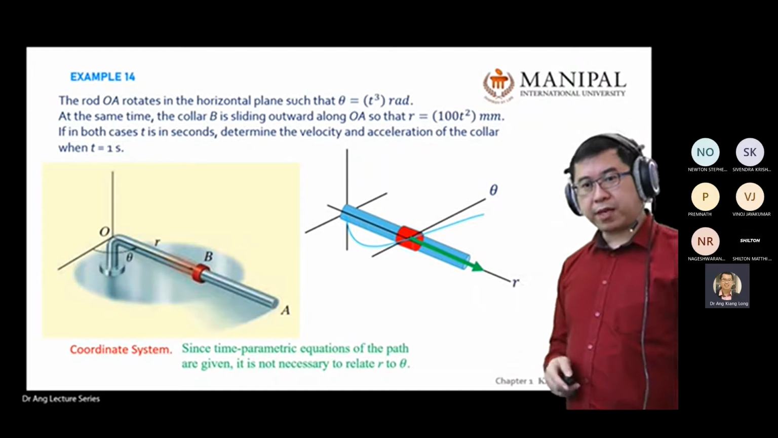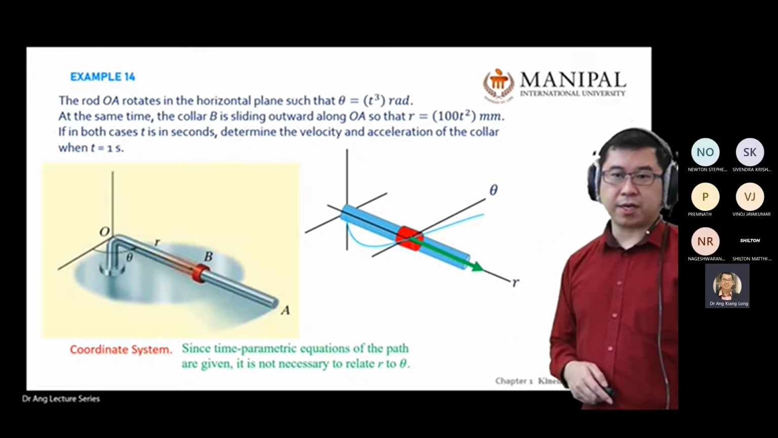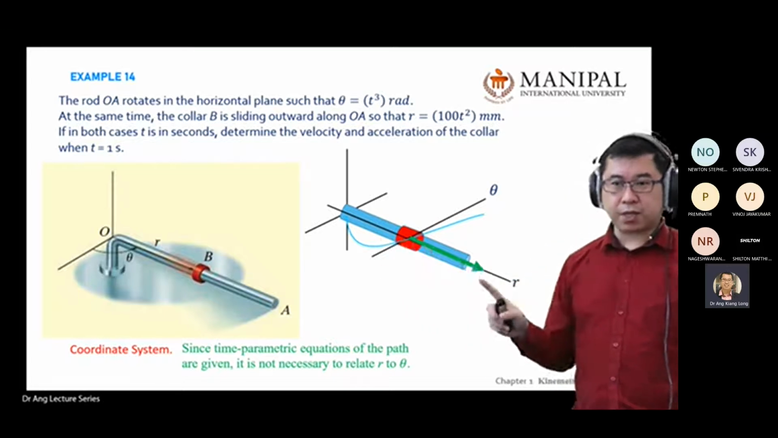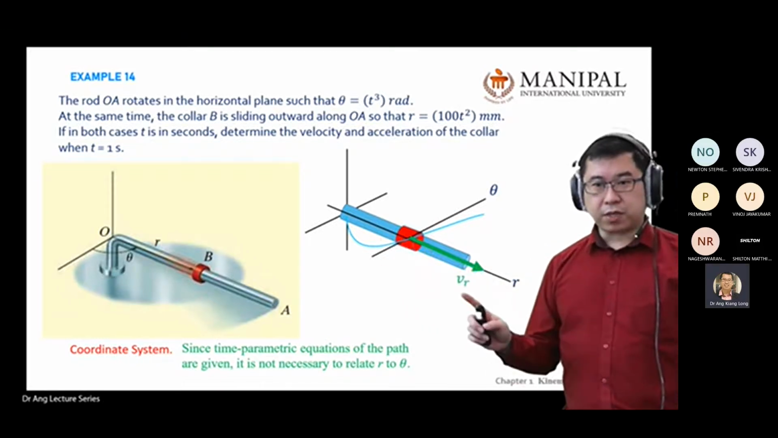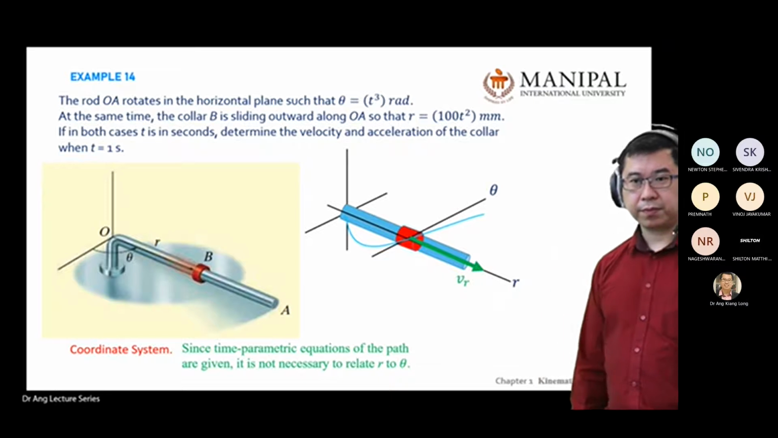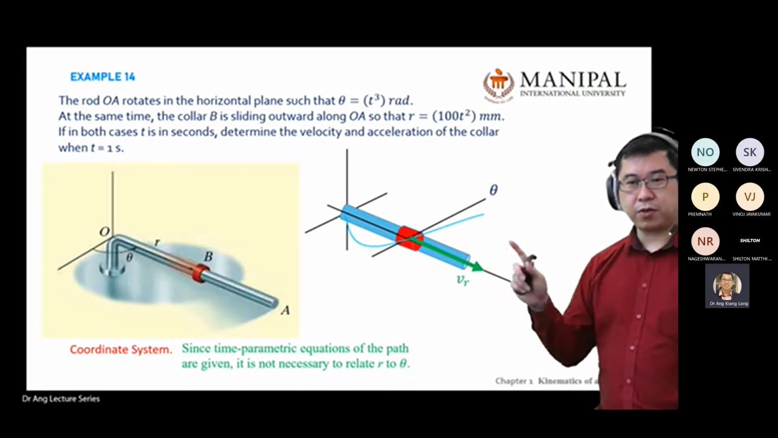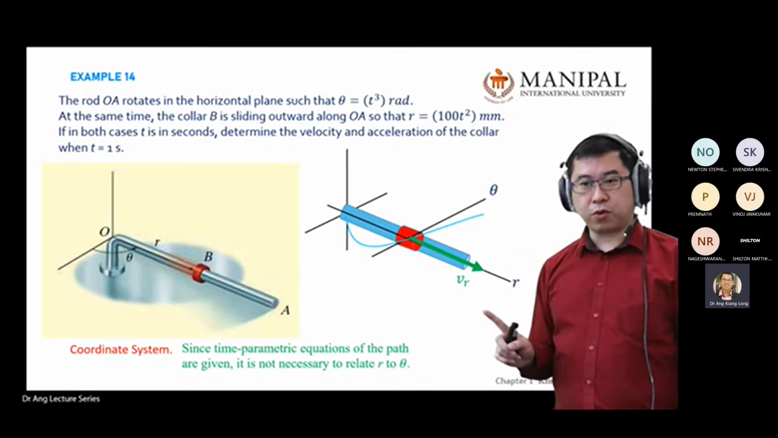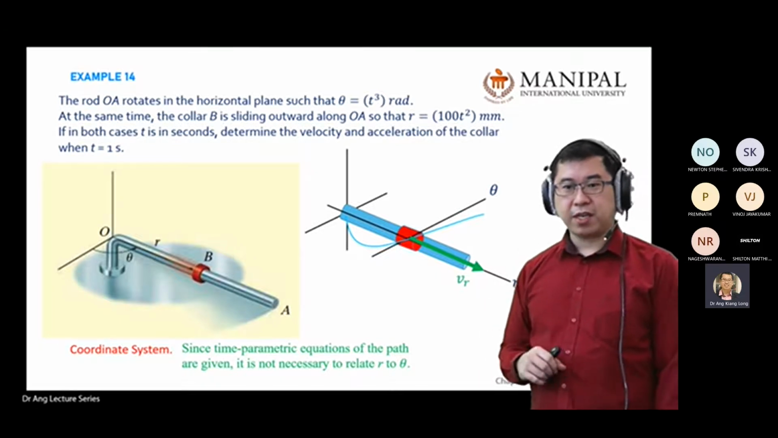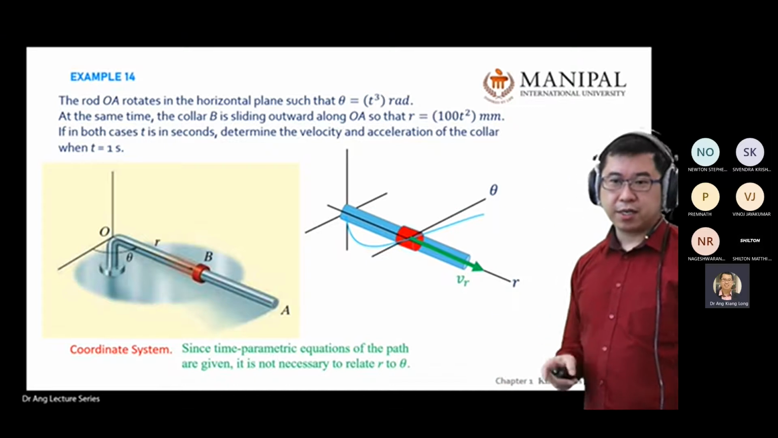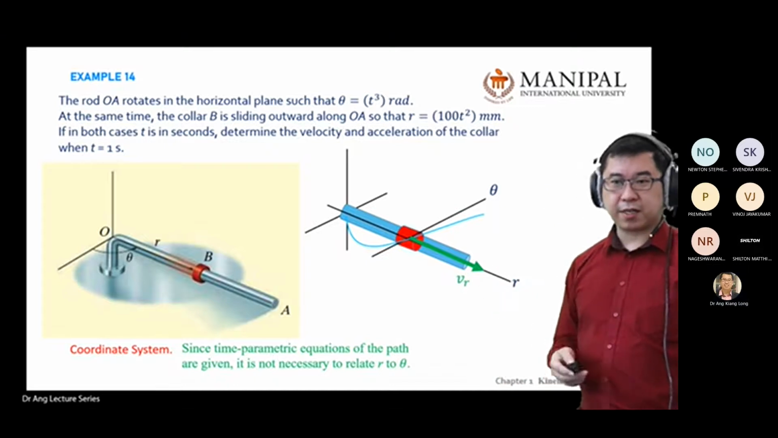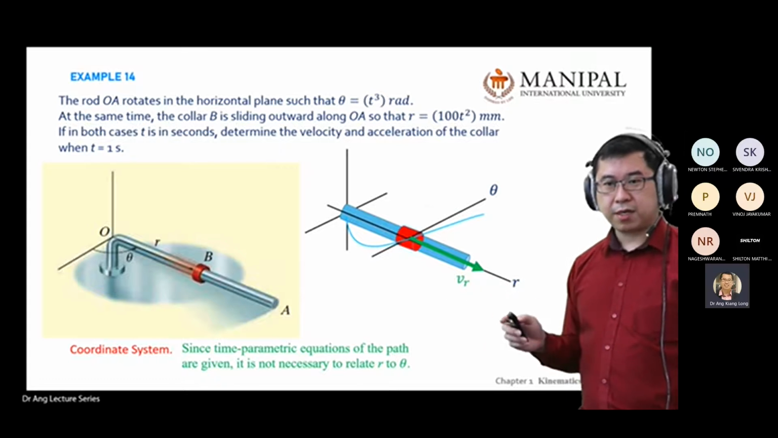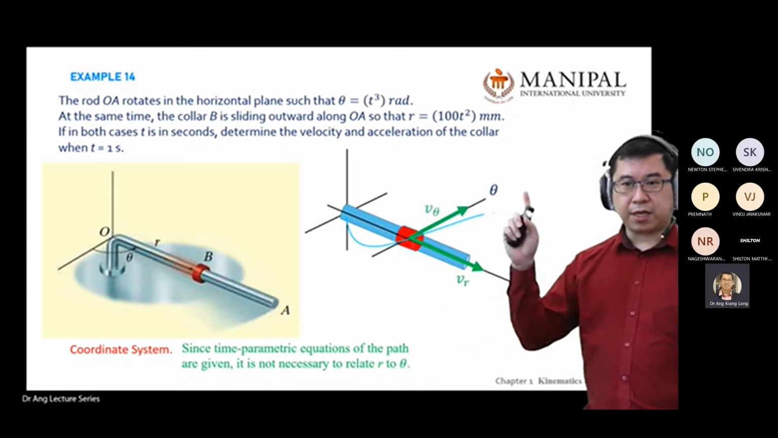So I'm going to put in the velocity and acceleration directions. We know that our B is going to slide outwards in this direction. So this is my VR. Okay, this is my VR. When you solve polar coordinate questions, if you go back to the equation of your V, you have your VR and V theta. So basically you have two vectors for the velocity: VR and V theta.